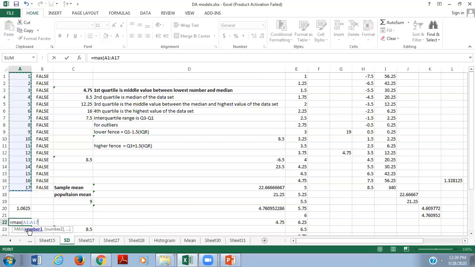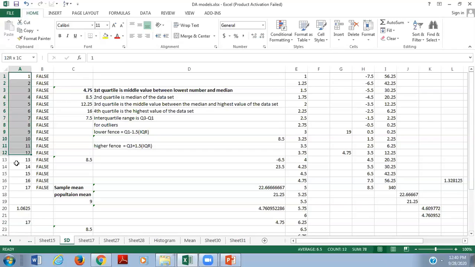Right? For the maximum, I have to write MAX. Then I have selected the range, and then I have closed that bracket. Then just see why I have taken this very simple data, because from your normal eyes also you are able to calculate, to guess, or to know which one is the highest value of this series. It is 17, right?